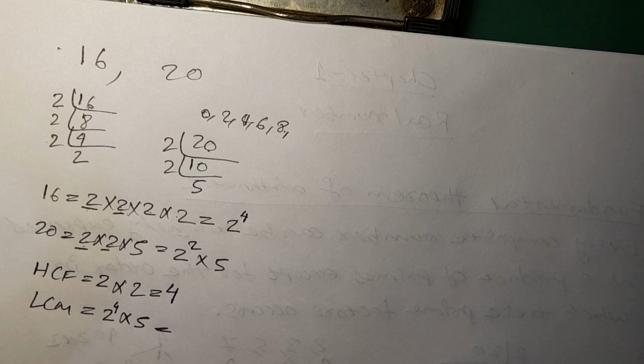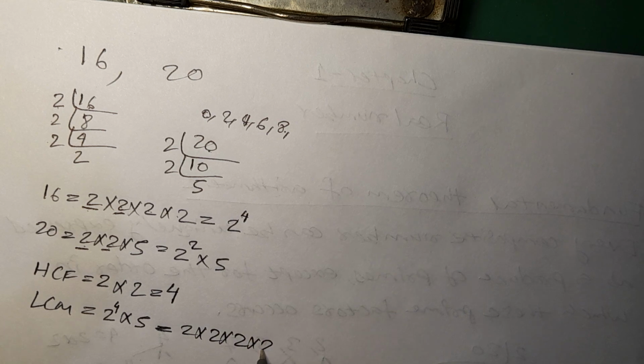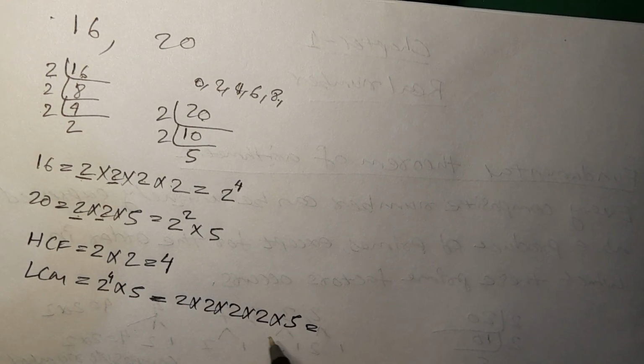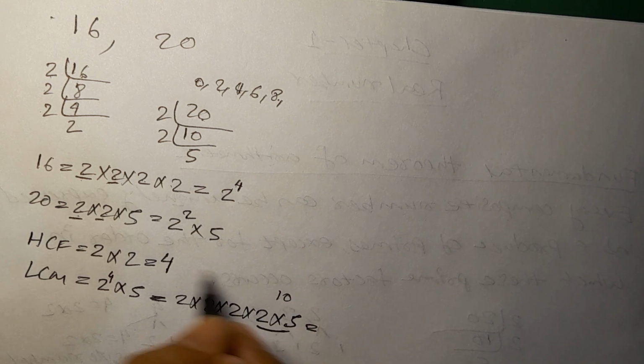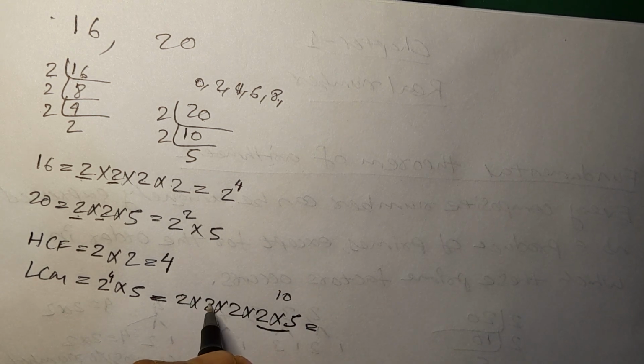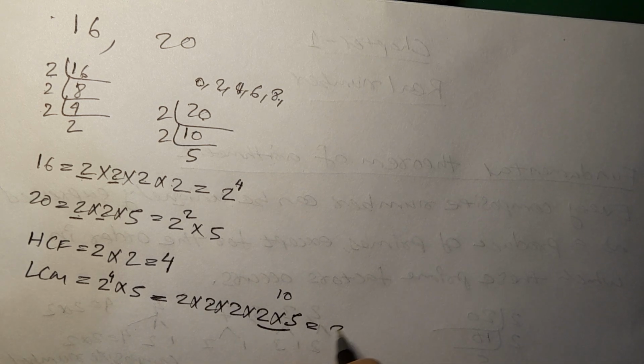Now 2 to the power 4 means 2 will be written 4 times: 2 into 2 into 2 into 2 into 5. Whenever you see 5 and 2, if you multiply 5 and 2, it always gives 10. So always multiply this first. So it will give 5 into 2 is 10. Now multiply the remaining: 2 times 4 is 8. So it gives 80.